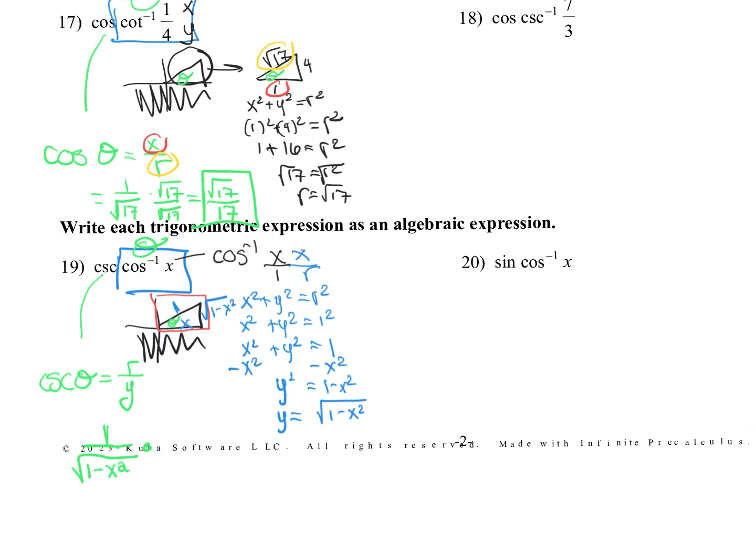I can't leave it like that, so I'm going to multiply by the square root of 1 minus x squared over the square root of 1 minus x squared. My answer becomes the square root of 1 minus x squared on top, and on the bottom, those two roots are going to undo each other. It's like saying the square root of 1 minus x squared, squared, and so the root and the square undo each other, and you're left with 1 minus x squared, and that is your final answer. So you're going to do the same thing for number 20.